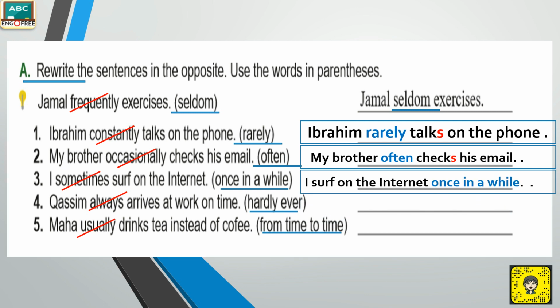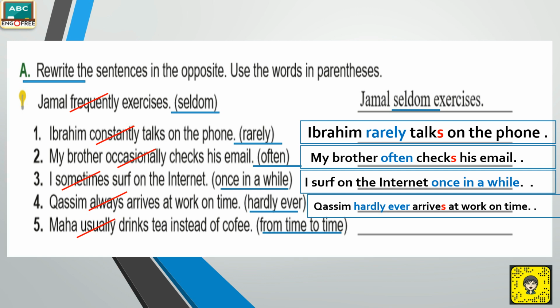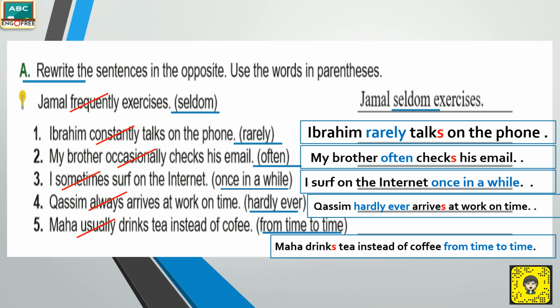Number 3. I surf on the net once in a while. Did you notice the places where I put the words, as we studied, that they come before the verb or at the end or at the beginning of the sentence. Number 4. Qasim hardly ever arrives at his work on time. Number 5. Maha drinks tea instead of coffee from time to time.